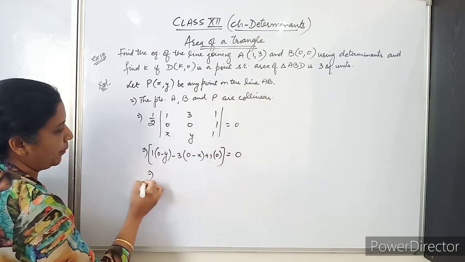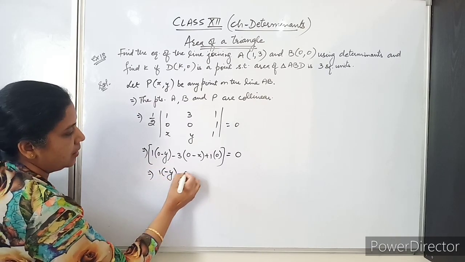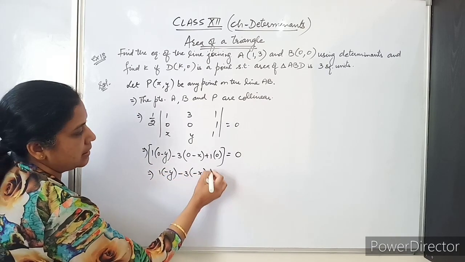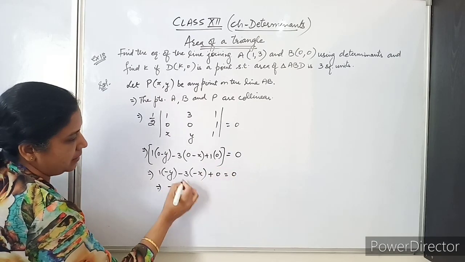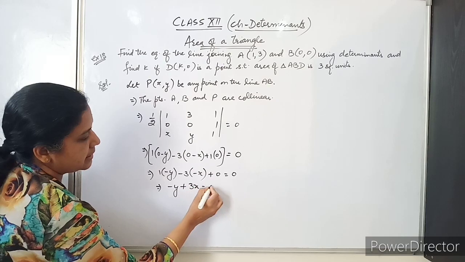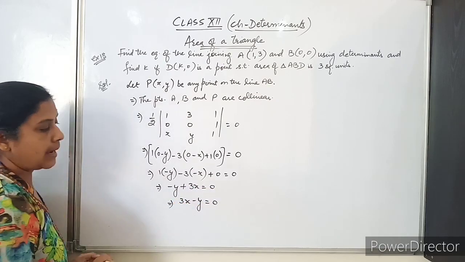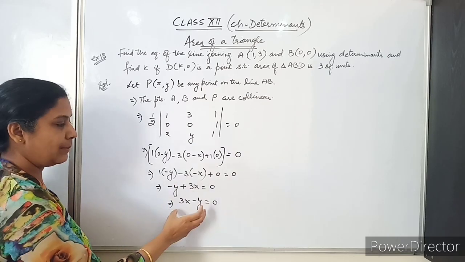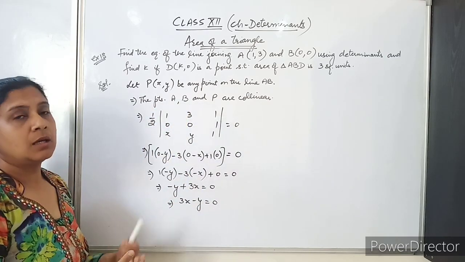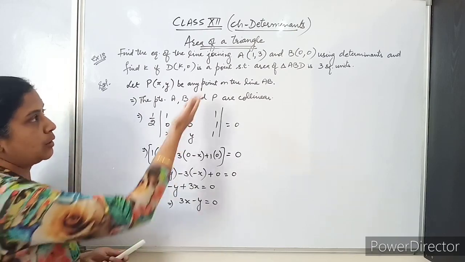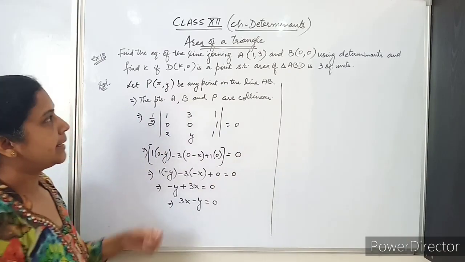So that is 0. I am going to expand it. 1 into minus y minus 3 into minus x, plus 1 into 0, 0. That is minus y plus 3x is equal to 0, which can be written as 3x minus y is equal to 0. So this will be a line which will be satisfied by both points A and B. If you want to check, you can check it by putting the points A and B in it. Let's solve for the second part now.